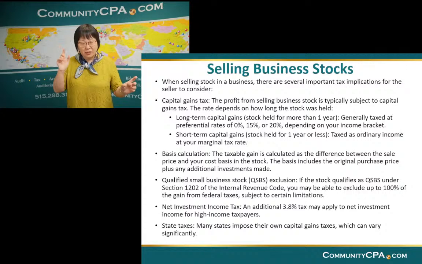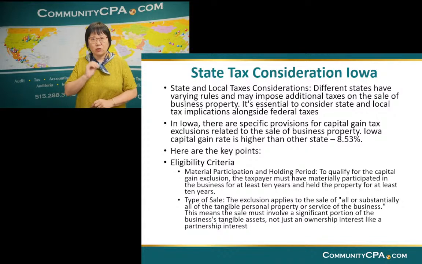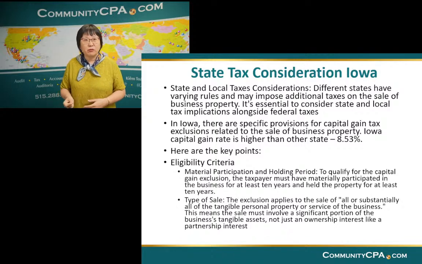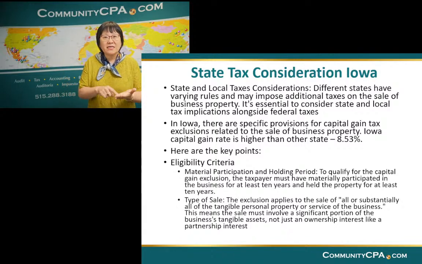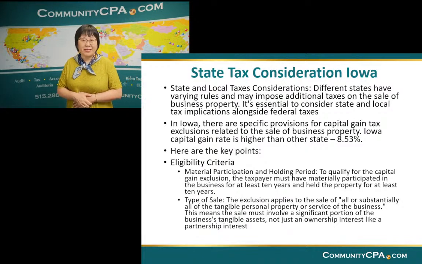The state taxes, let's look at Iowa. The state and local tax need to be considered when we calculate our cash flow. When we know that, okay, I made a sale, how much do I keep in my pocket? Different states have different rules. In Iowa, there's a specific provision for capital gain tax exclusions related to the sale of business property. So the Iowa capital gain tax is not cheap. It's 8.53%. It's actually higher than a lot of states.